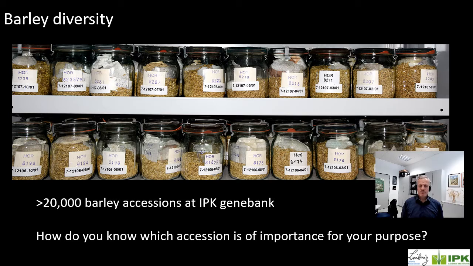But if you look at this slide, this is typically how collections like the one at IPK look. Seed material is stored in cold storage in these jars, and you see, of course, the different numbers. You may even see morphological differences, but how can you really tell which of these 20,000 barley accessions in our cold storage are of relevance to your research or to your purpose?